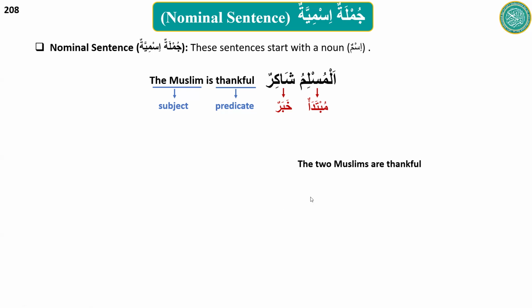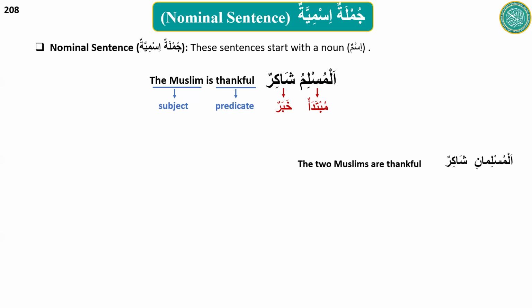Al-Muslimani shakirani. All right. So al-Muslimani, what's the meaning? The two Muslims. If I say Shakirun, what's the problem with this? Shakirun is singular and Muslimani is dual. What is mubtada and what is khabar in this sentence? The mubtada is al-Muslimani and Shakirun is the khabar. But Muslimani is dual, about two Muslims, while Shakirun is singular, so they don't match in number.